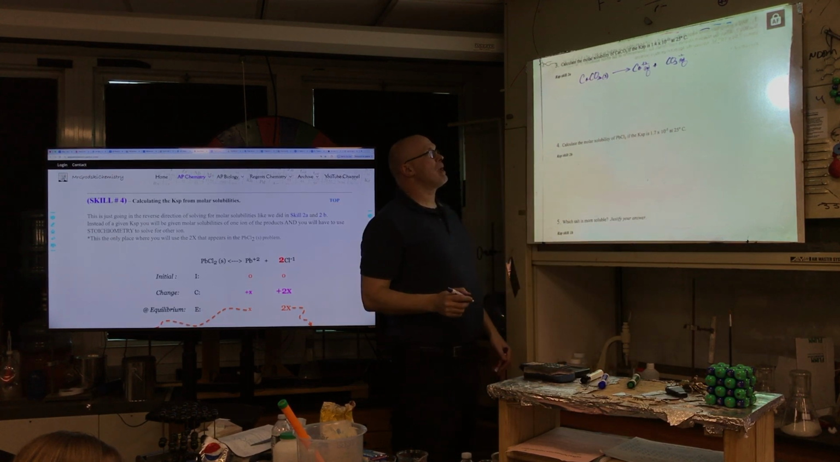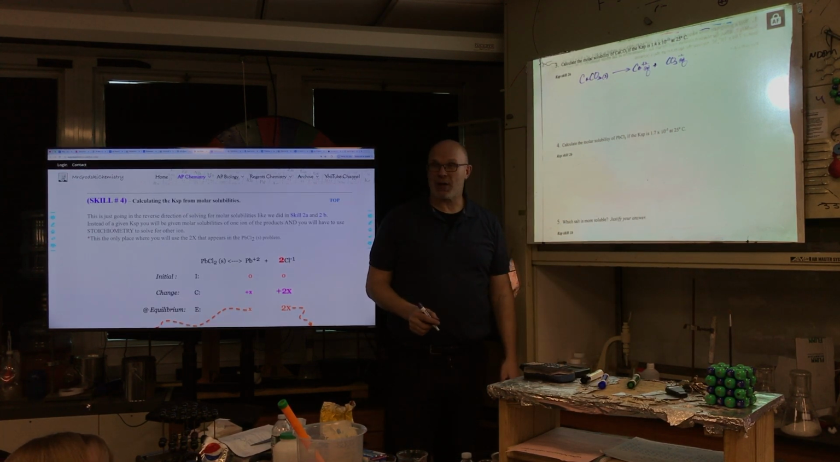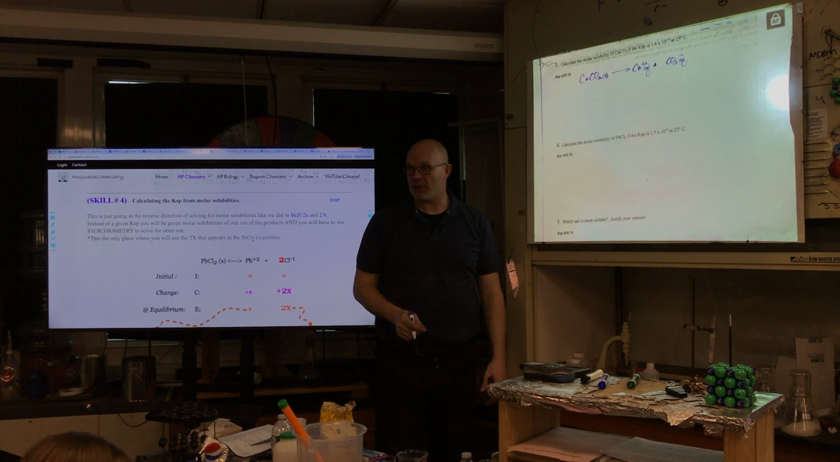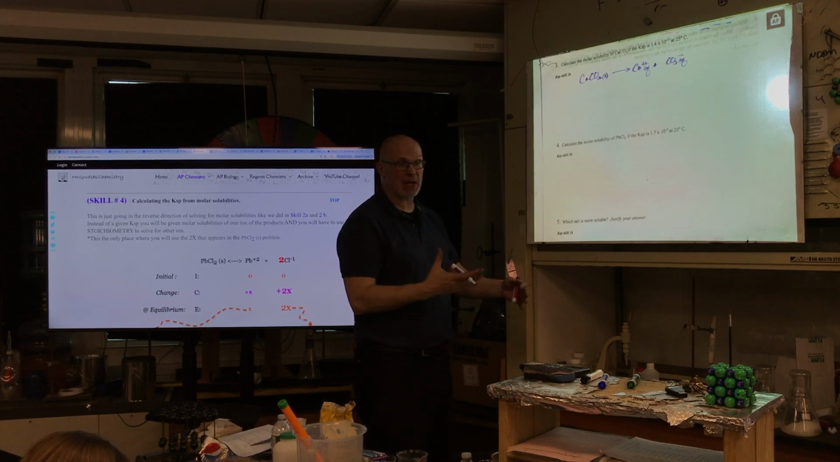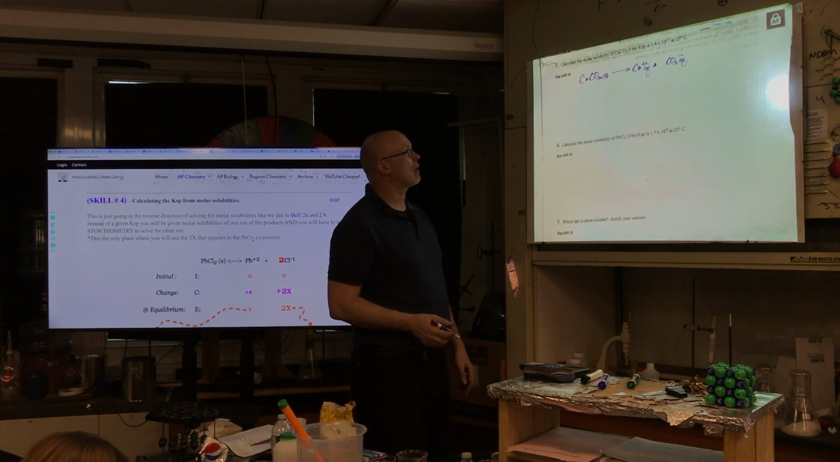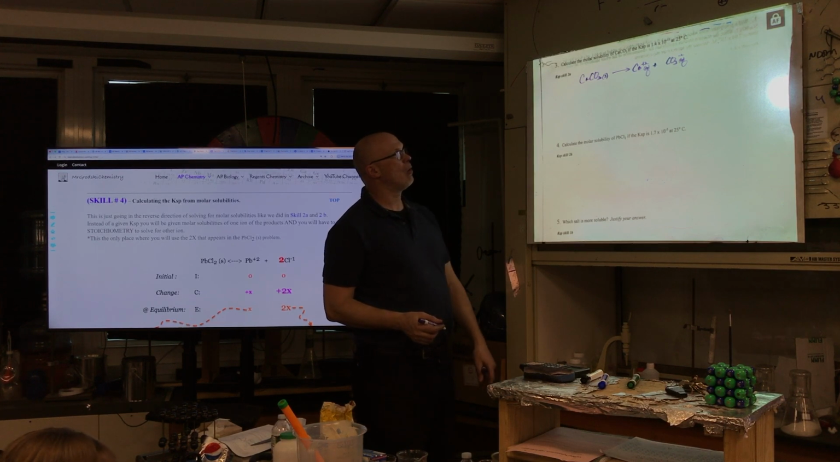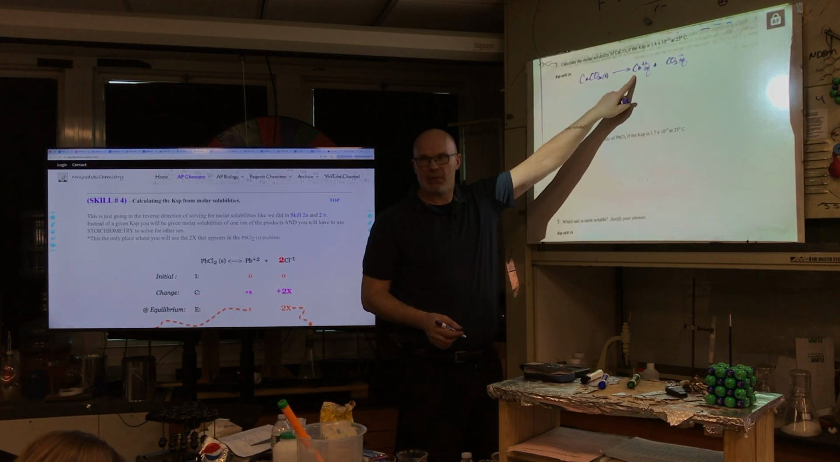Now the Ksp for this salt is 1.4 times 10 to the negative 11. What does that tell you? Is this a very soluble salt? No, it barely dissolves, okay? Remember, we can use the Ksp to really evaluate how much it dissolves. Okay, now they want to know what the molarity is of this.